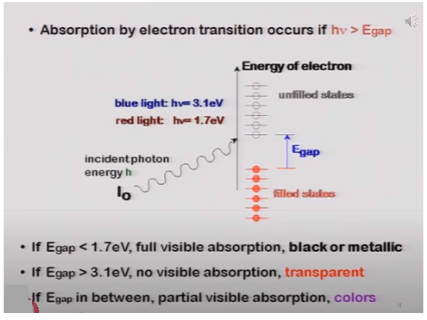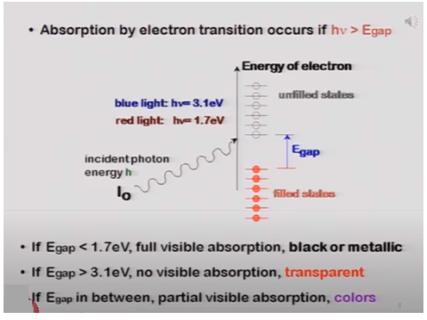So, for example, if this I naught incident radiation falls on this material, then an electron will jump from a lower energy filled state to a higher energy unfilled state. We can say that it moves from the valence band to the conduction band. If the energy of the incident beam is greater than the band gap, then the electron can move from the valence band to the conduction band, or from filled state to empty state.